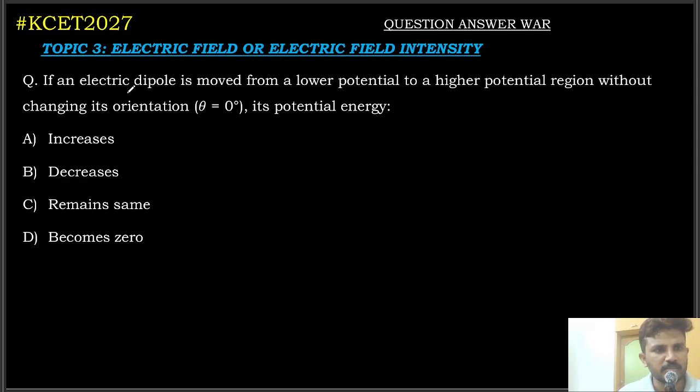If the electric dipole is moved from lower potential to higher potential region without changing the orientation, then its potential energy increases, because we have to do some external work to move it from lower potential region to higher potential region. So work done increases, therefore potential energy also increases, because we are pushing the dipole against the electric field.